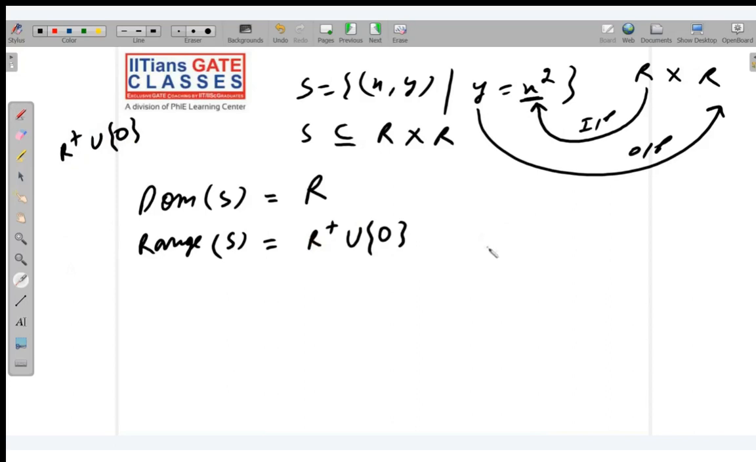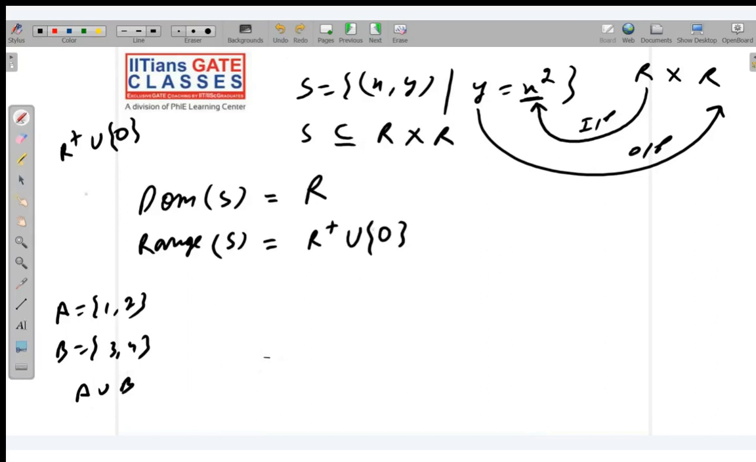Do we need to write them in the brackets, sir? This entire thing? No need. R plus union {0}. So R plus is a set and union with this. So see this. If you face any kind of difficulty, try to focus on simple things. A set is {1, 2}. B set is {3, 4}. What do you write? A union B you write, na? So you do not apply brackets here. So that's it. Okay. So R plus union {0}. This is my final answer for the range.